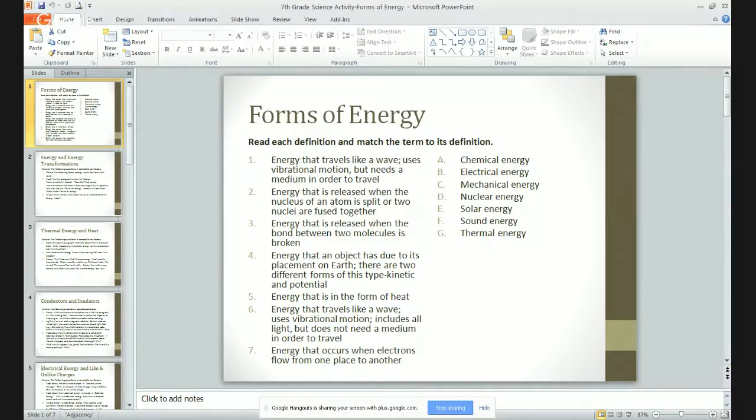Number 3, energy that is released when the bond between two molecules is broken. That would be chemical energy, A. This is the kind of energy that's stored in your food. So when your body breaks apart those molecules, it's going to release energy that you can use to do all sorts of things.